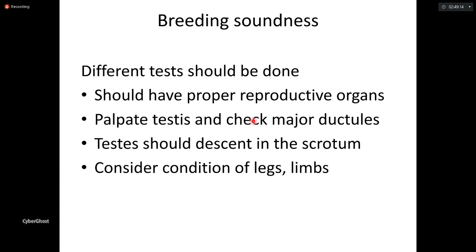So what are the things that we usually consider? The first one is that we should check their reproductive organs, whether they have a proper, optimum size of reproductive organs. We can check their testes by touch, which we call palpation, just squeezing it gently to see whether they are in proper shape and proper size, and whether they have major ductules.